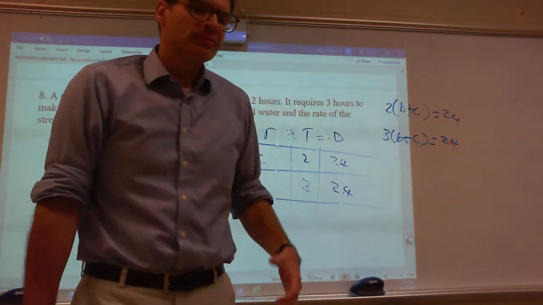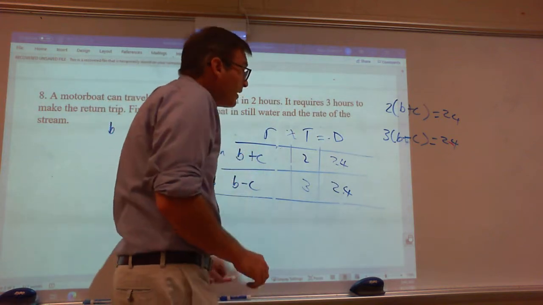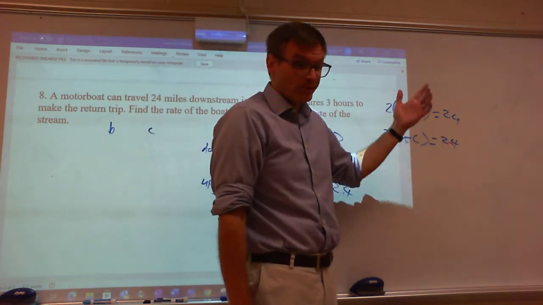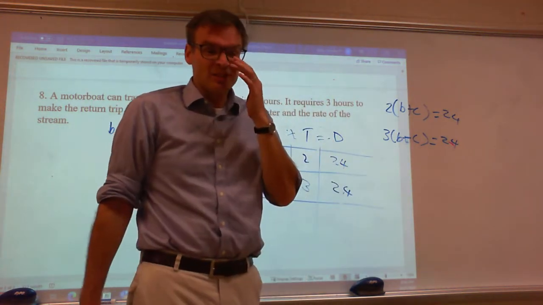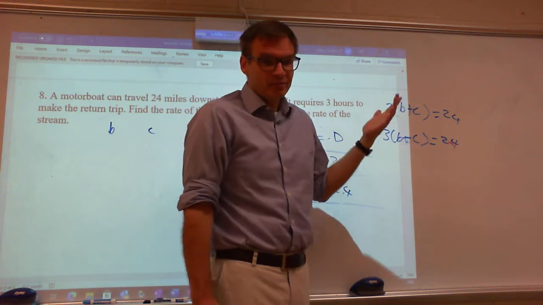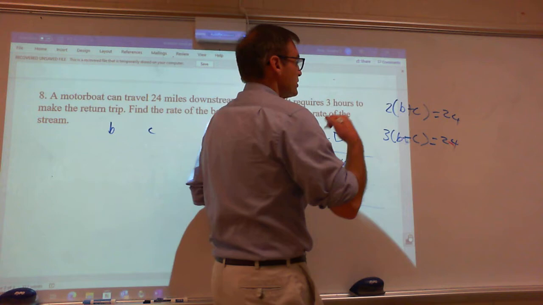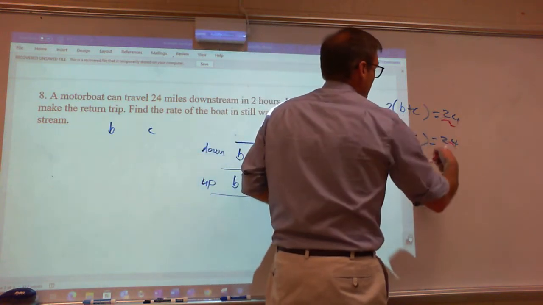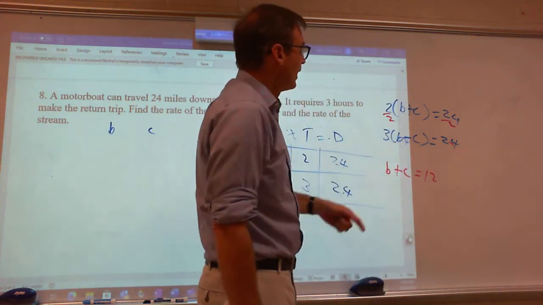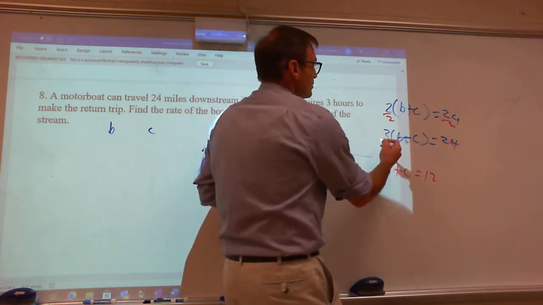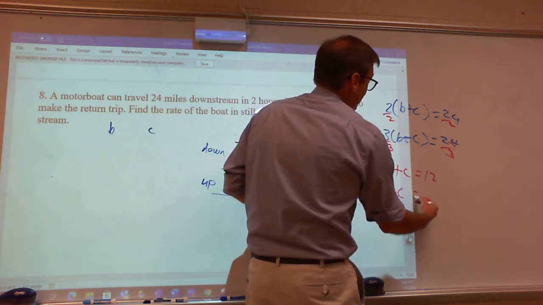Now I solve. A couple of ways you can solve this. I guess technically I could multiply by 2 or I could multiply by 3. But I'm a big fan of how do we make this as simple as possible? How about I take this first equation and divide both sides by 2. So now that first equation becomes b plus c is equal to 12. And if I take the second equation and divide both sides by 3, that's going to give me b minus c is equal to 8.